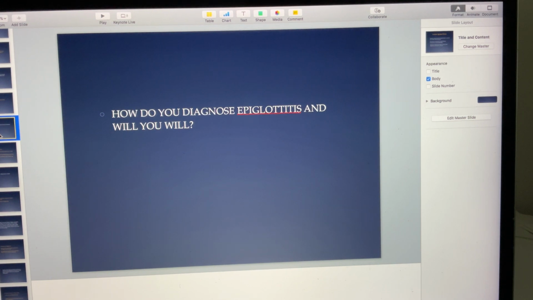Next question, how do you diagnose epiglottitis? I'm sorry, I made a mistake here. But how do you diagnose epiglottitis and what would you see? That's what this question should read. Okay, how do you diagnose it and what would you see?